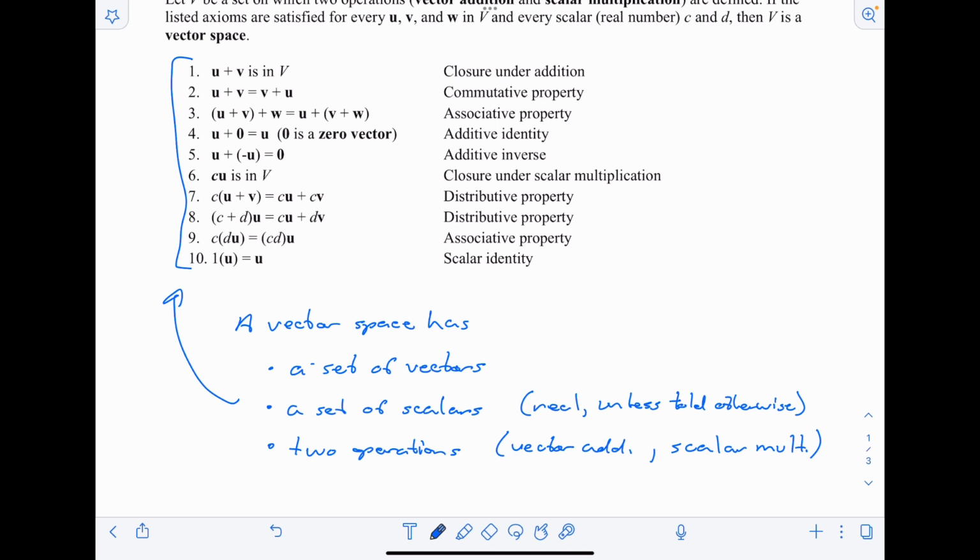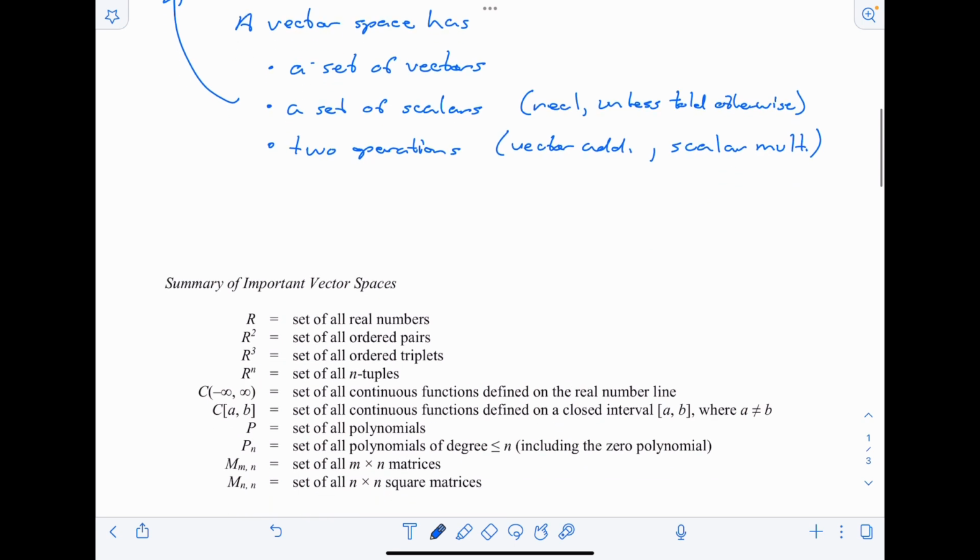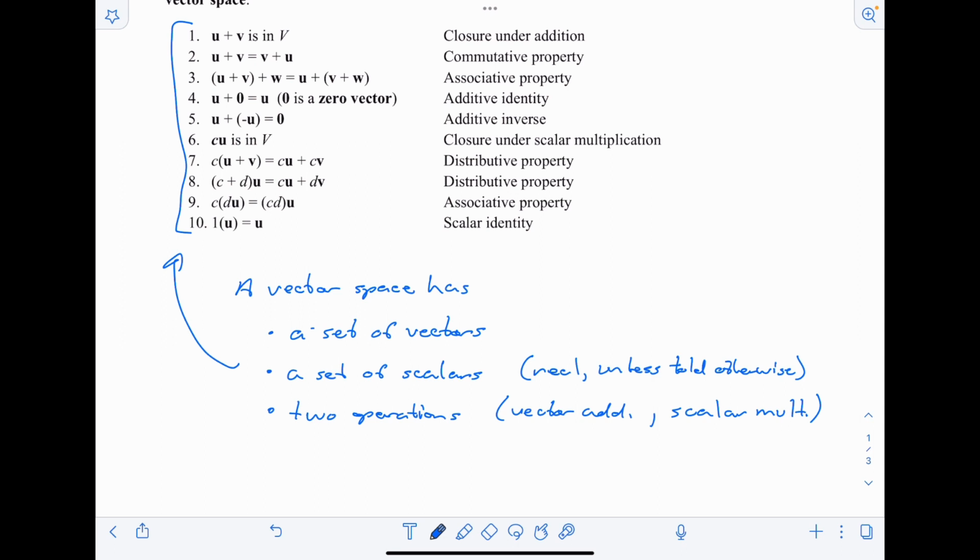So because all 10 of these hold true in the real number system, if I define my vectors to be the set of real numbers, just a one-dimensional or one-space vector, real numbers are a vector space. So really then any n space is also a vector space. So if I make ordered pairs, ordered triples, ordered quadruples, and so on and so forth, those would all also satisfy everything in that list.